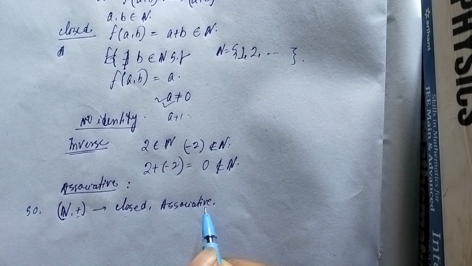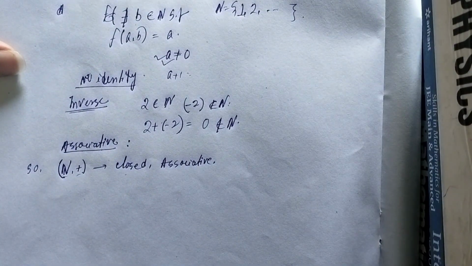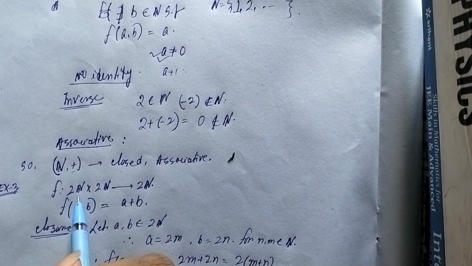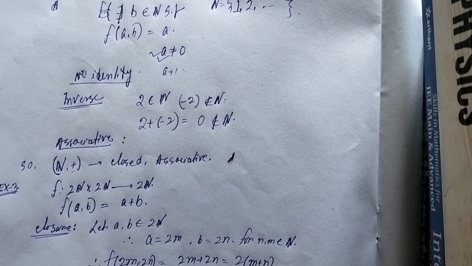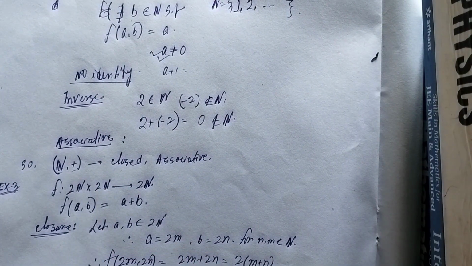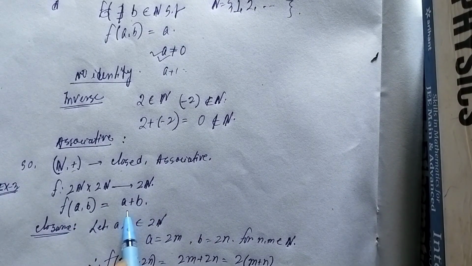Now take another example. This example is for all positive even numbers. That means 2, 4, 6 and such kind of, not 0. In the positive even numbers, 2n, there is no 0. And we define it with just simple addition.